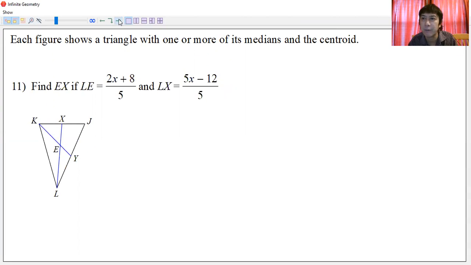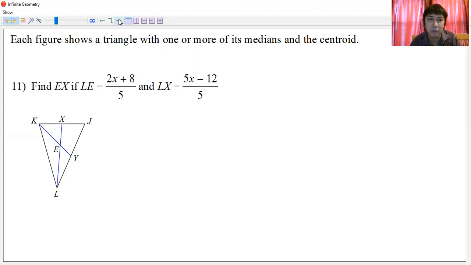All right, here's number 11 figure and question. Each figure shows a triangle with one or more of its medians and a centroid. Our centroid here is the E, and there are only two medians for simplicity. So what are the given? Find EX. Where's EX? Let's figure out the drawing. It's the almost vertical median, and it's the smaller segment.